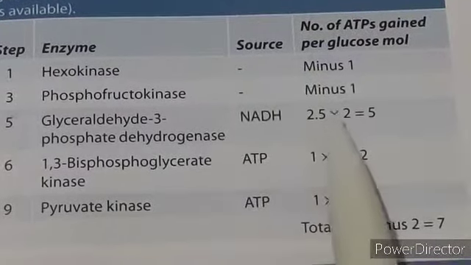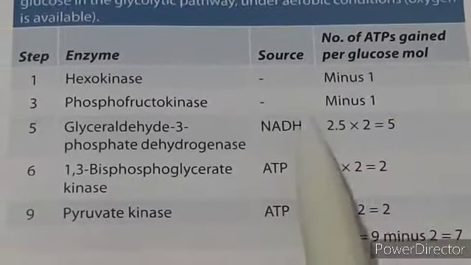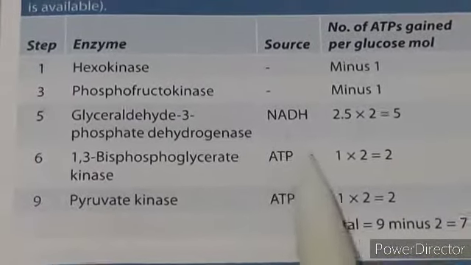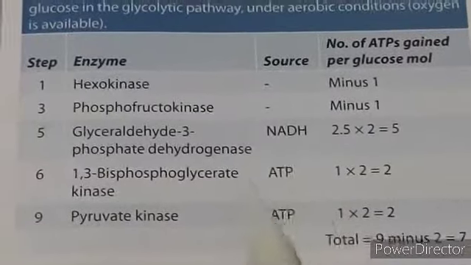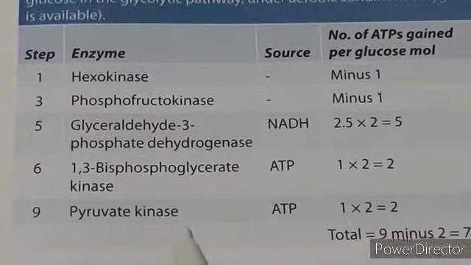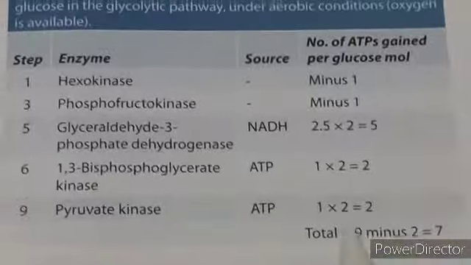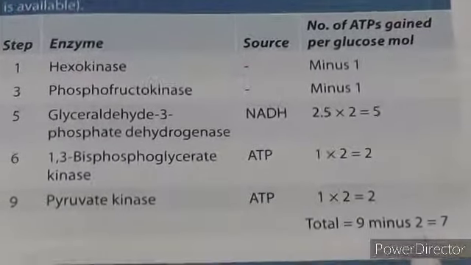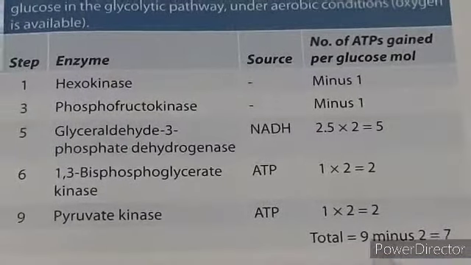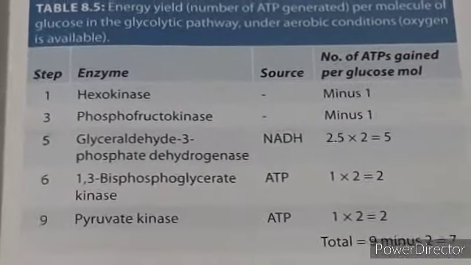Because 1 NADH2 gives 2.5 ATPs, and 2 molecules of NADH2 are produced during this cycle, 5 ATPs are produced. 1,3-bisphosphoglycerate kinase produces 1 ATP by substrate level phosphorylation, so it gives 2 ATPs. In pyruvate kinase, substrate level phosphorylation occurs, so we get 2 ATPs. So the total is 9, minus 2 here. So the net is 9 minus 2, that is 7 ATPs produced during aerobic conditions from glycolysis.